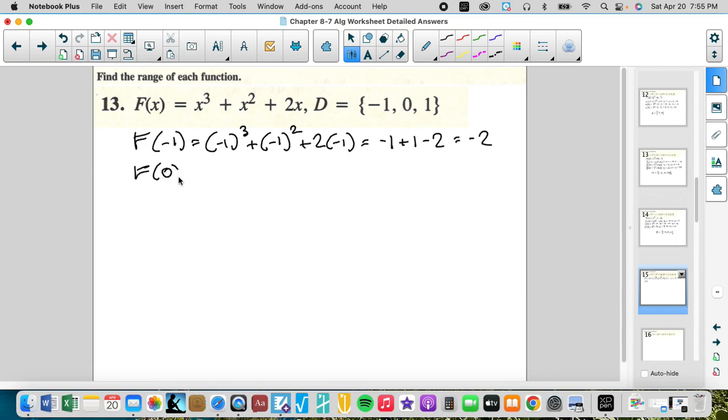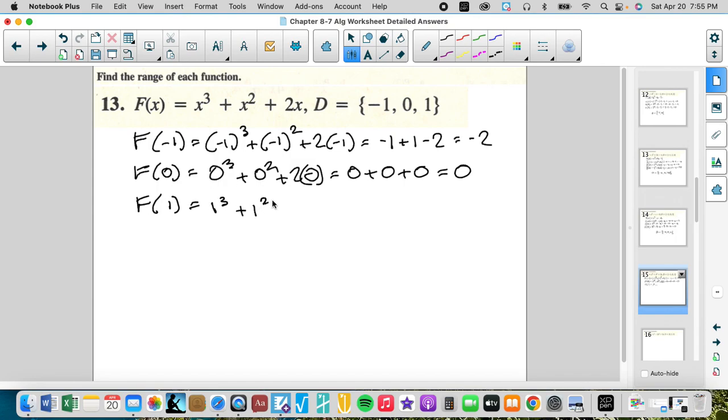F of 0 equals 0 cubed plus 0 squared plus 2 times 0, which is 0 plus 0 plus 0, which is 0. F of 1 equals 1 cubed plus 1 squared plus 2 times 1. 1 cubed is 1, 1 squared is 1, 2 times 1 is 2, which gives us 4. -2, 0, and 4.